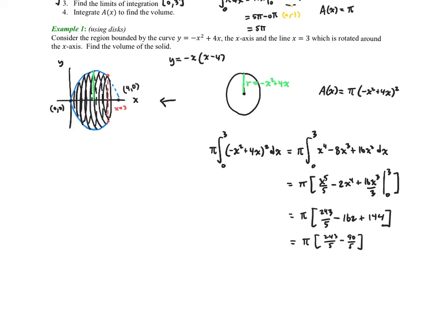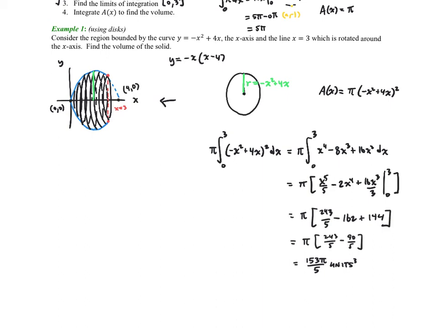Yeah, and 243 minus 90 is 153 over 5. So this would be equal to 153 pi over 5 units cubed. Okay, let's look at a second example here.